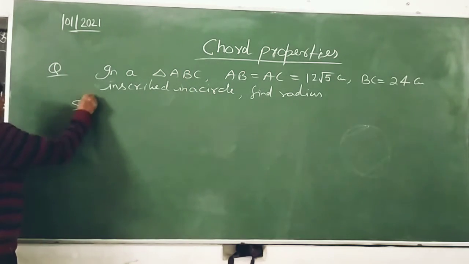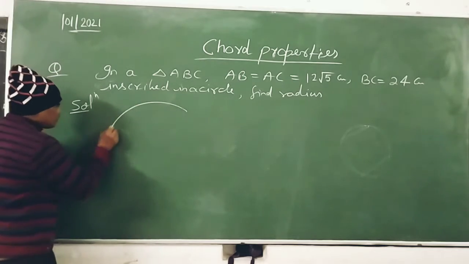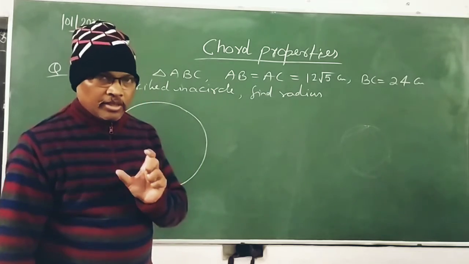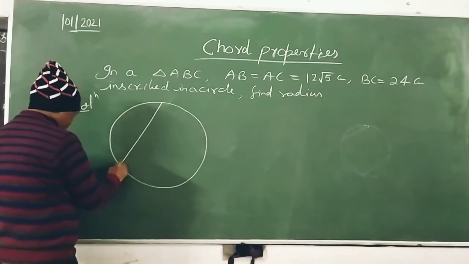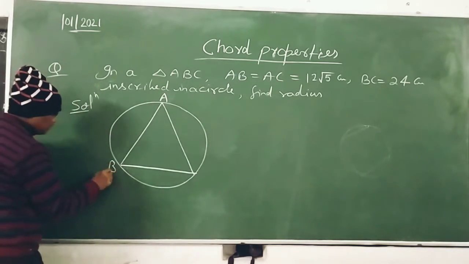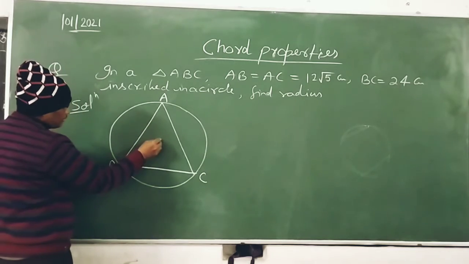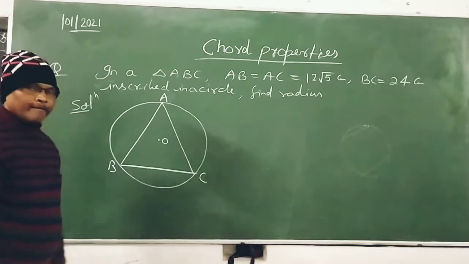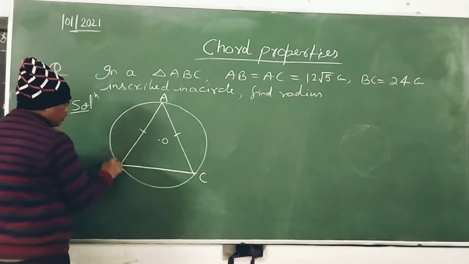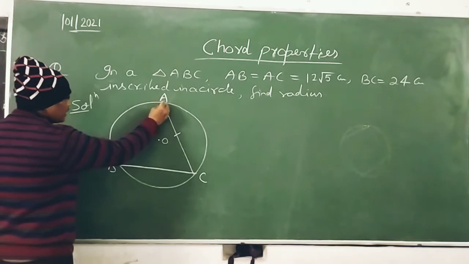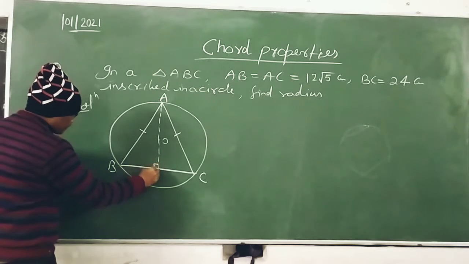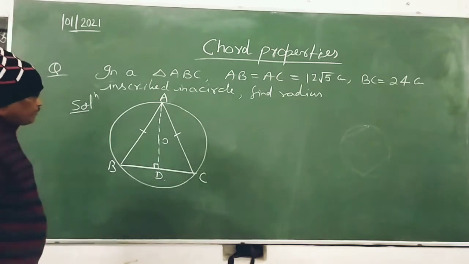So how to find the radius? As you know, the triangle ABC is inscribed in a circle, it means like this. ABC is the triangle, this is the circle, and the center of the circle is here. AB is equal to AC. If you draw the perpendicular from A to BC, that is AD, the perpendicular.